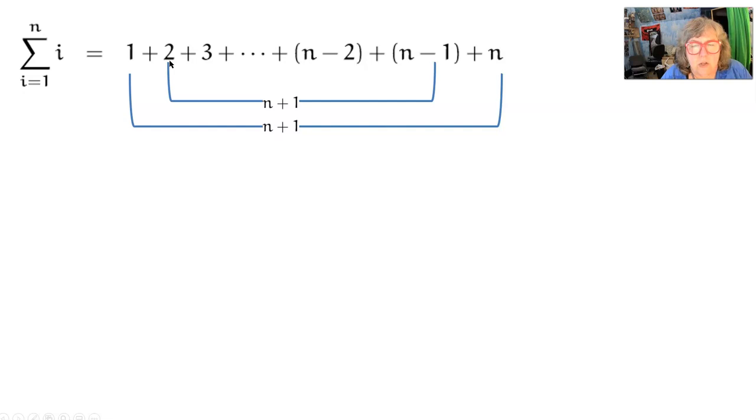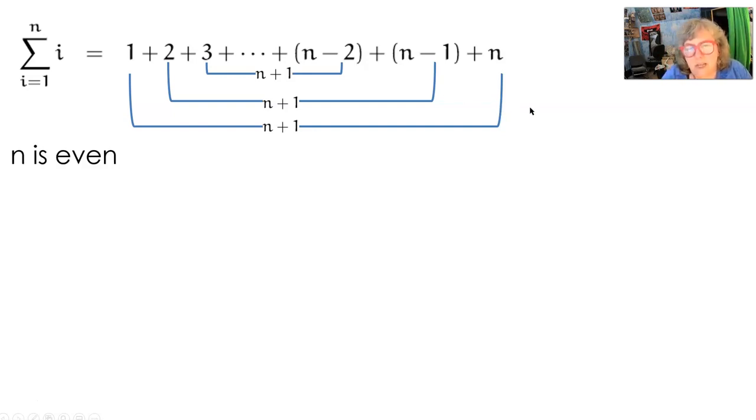If you add, look at the next to last, if you look at this one and that one, you get n plus 1. If you look at this one, all the way into the middle, you're going to get n plus 1. So let's see if we can make this a theorem.